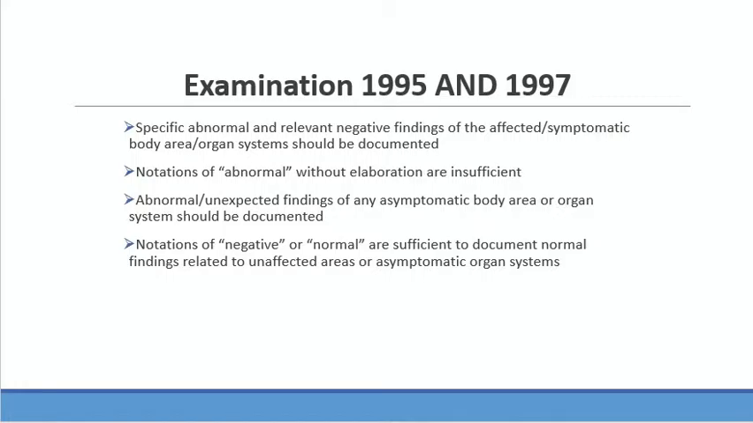Both sets of the guidelines require providers to elaborate on any abnormal exam findings in relation to the chief complaint and any abnormal findings in asymptomatic body areas or organ systems. Notations of abnormal without elaboration are insufficient. All relevant negative findings of the affected or symptomatic body area or organ system should also be documented. If findings in a body area or organ system are negative or normal, it is acceptable to use these terms in unaffected body areas or asymptomatic organ systems.